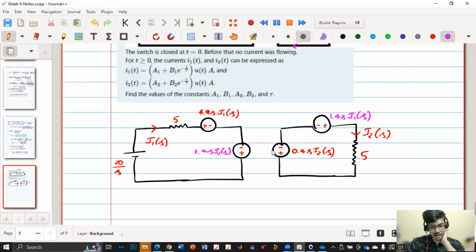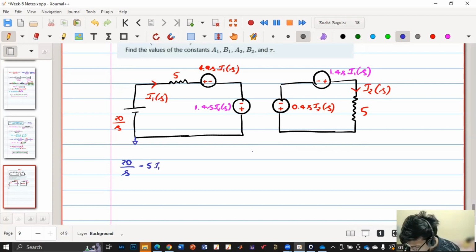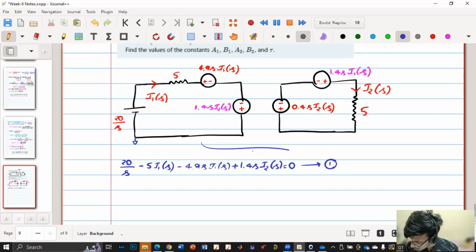Now once we have done that, it is very simple. We just have to get the algebraic equations. I'll get two equations, one from this part and another from that part. So if we write the equation, going from here: 20 by S minus 5 I1 of S minus 4.9 S I1 of S plus 1.4 S I2 of S is equal to 0. So this is my equation 1, coming from this circuit.